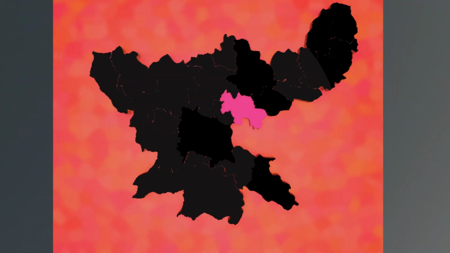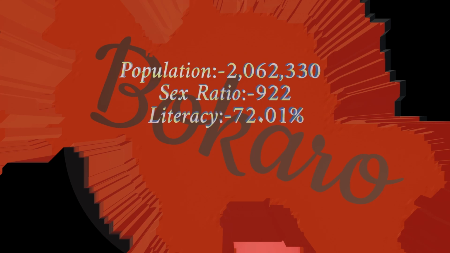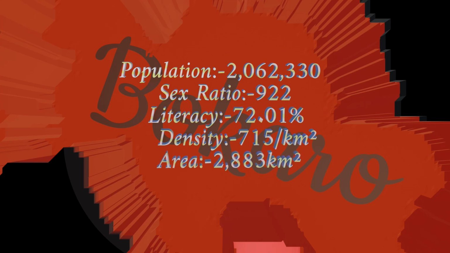Now let us move to Bokaro. Population of Bokaro is 2,062,330. Sex ratio is 922. Literacy rate is 72.01%. Density is 715 per kilometer square. Area is 2883 kilometer square. Constituencies are 4.